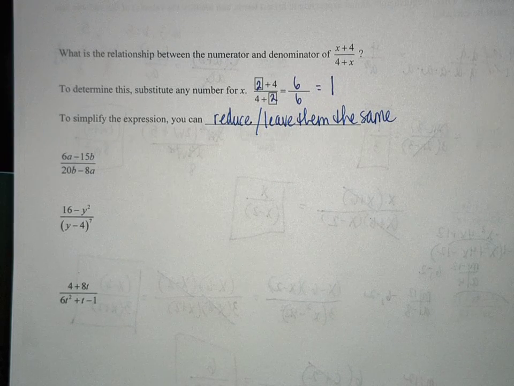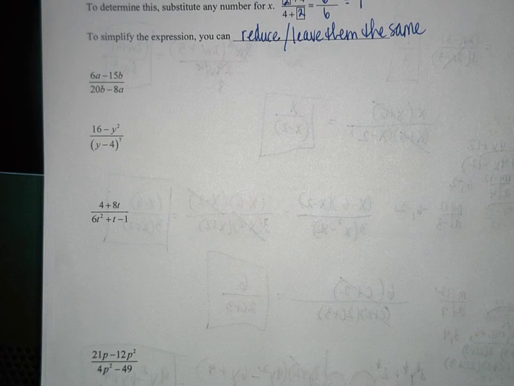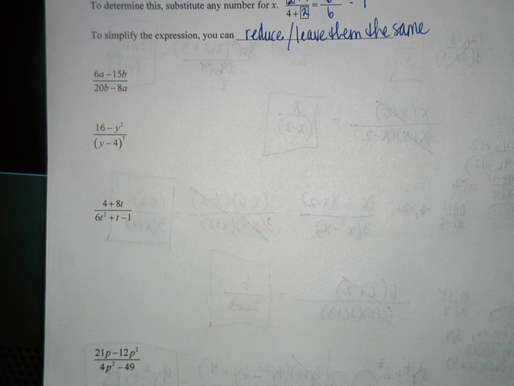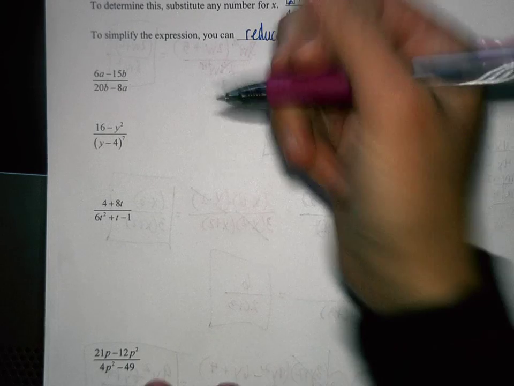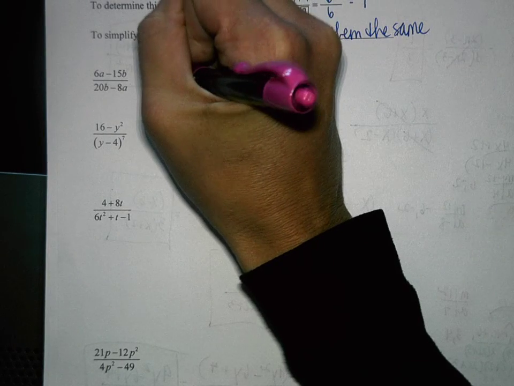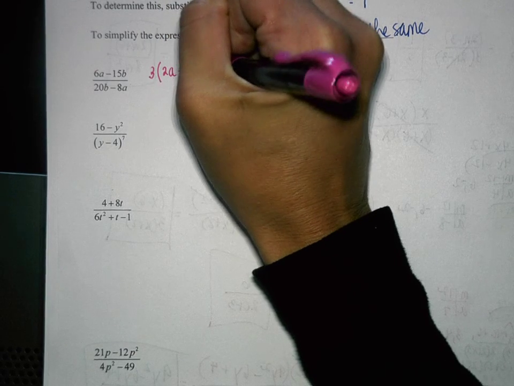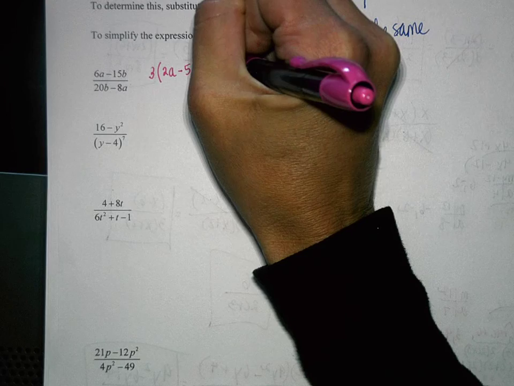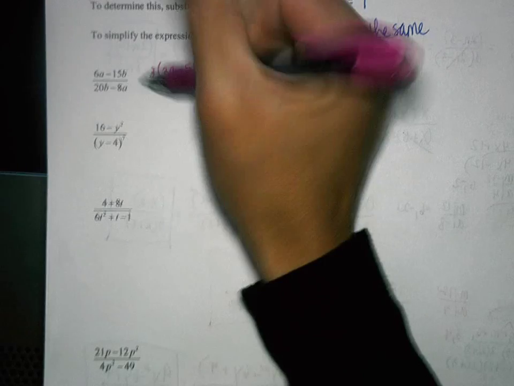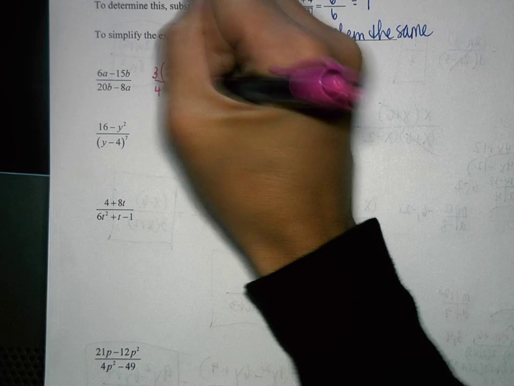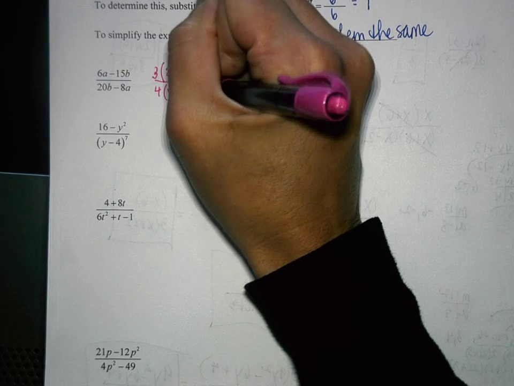All right, so we're going to do some more examples. On the top one, again, right now I cannot reduce these. I want to see, can I factor something out so that I am able to reduce? Hopefully you notice we could factor out a 3 on the top, and I'm left with 2a minus 5b. And the denominator, if I look through here, I can factor out a 4, and I'm left with 5b minus 2a.